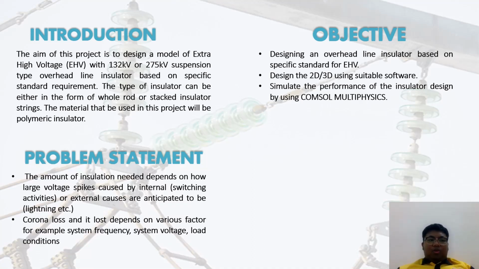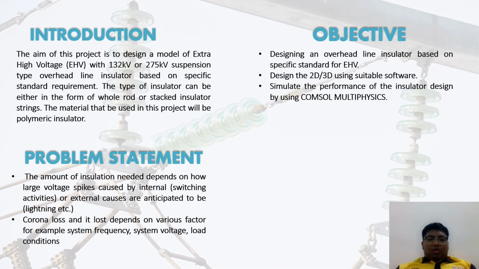First, we will go through the introduction. The aim of this project is to design a model of extra high voltage 132 kilovolt or 275 kilovolt suspension type overhead line insulator based on specific standard requirements. The type of insulator that we chose is a polymeric insulator, with a rating of 275 kilovolt, and it is supposed to be in the same shade.